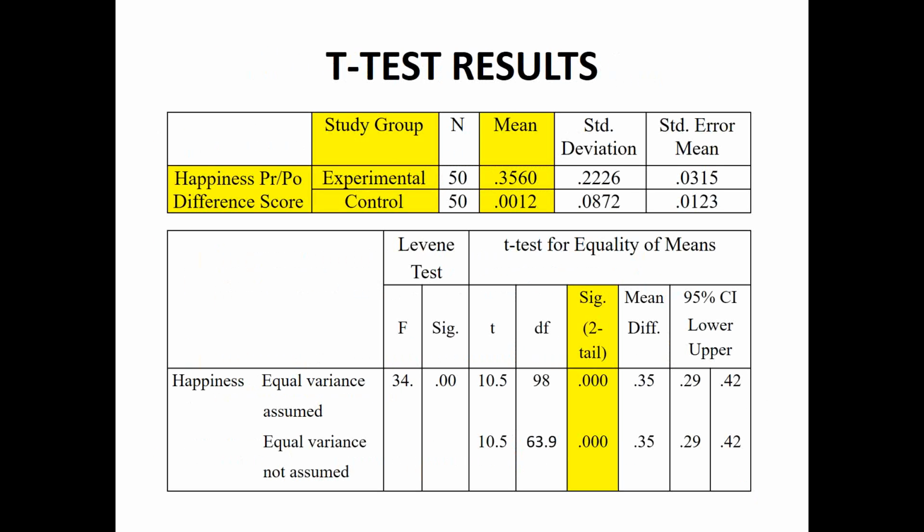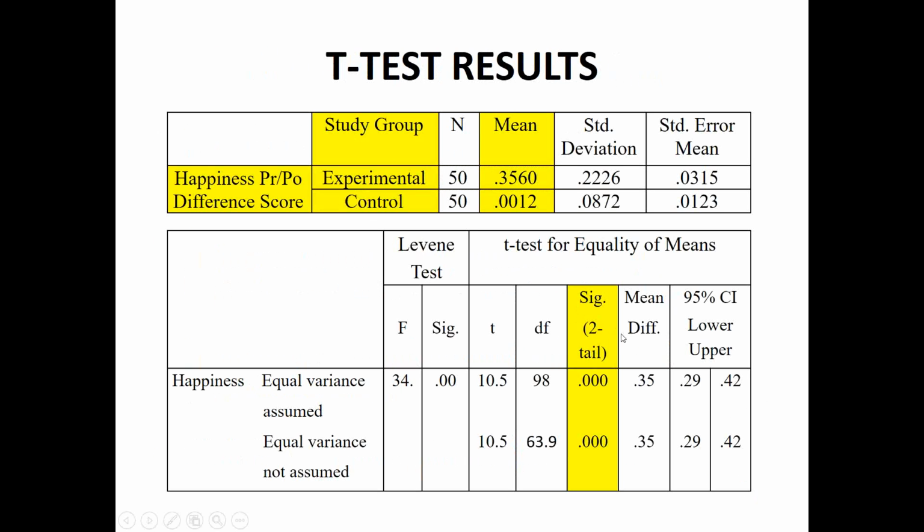Now, if you look at the control, their average score is 0.0012. So remember, 0.0 is no change whatsoever. So the average person in the control group had, in essence, a score of 0. So their happiness didn't increase nor decrease from pre-test to post-test, but that makes sense because they didn't have an intervention.